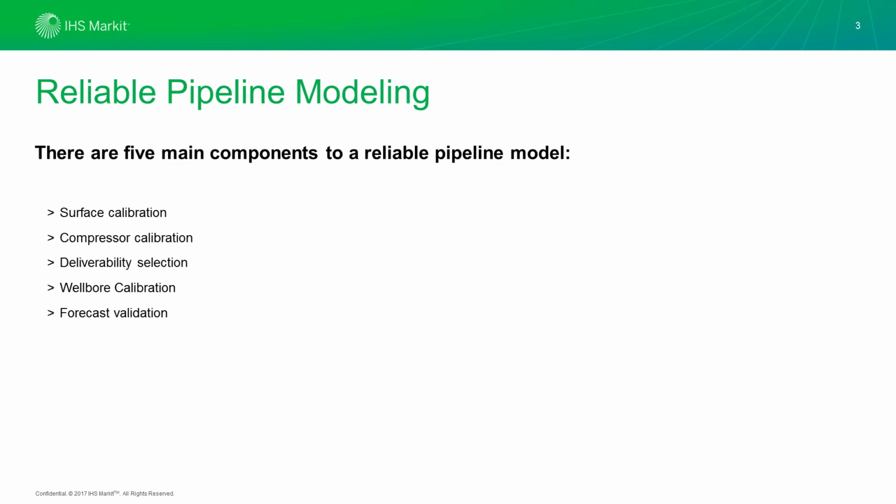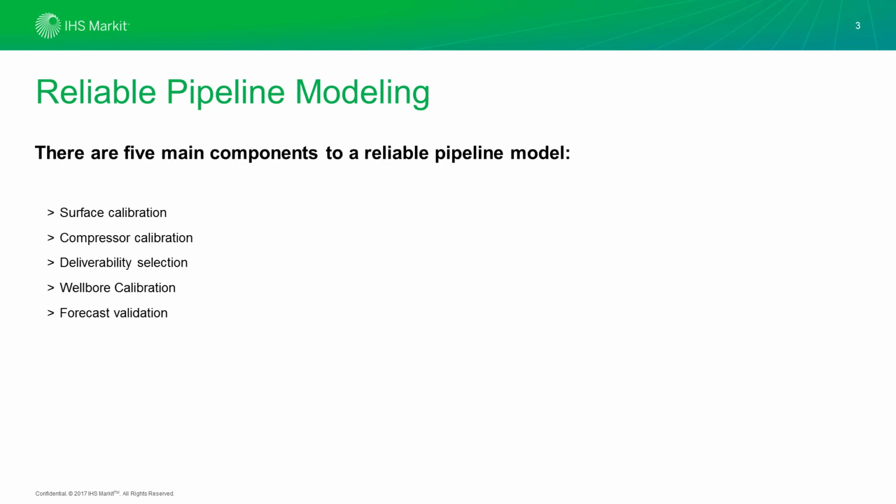To generate a reliable forecast, we're going to think about 5 main components. The surface calibration, and this is when we're considering how additional system losses are going to change as we change the system pressure and the rate. Then we have the compressor calibration, where we are going to ensure that the capacity curves are going to be representative of the machine capability.